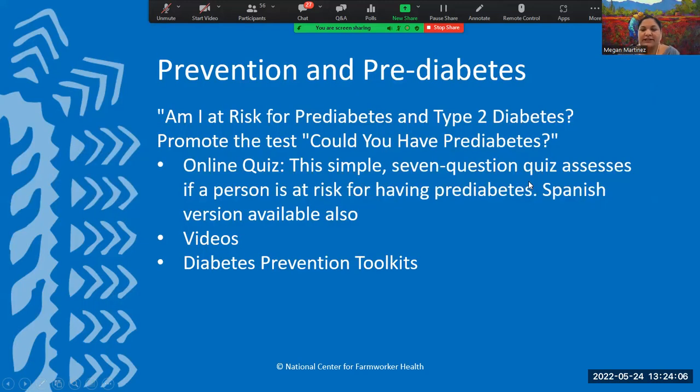So in the prevention and pre-diabetes section, one of the things that I want to highlight that you might find very useful for your patients is the online quiz. This is the Am I at Risk for Pre-Diabetes and Type 2 Diabetes quiz. It's a really simple quiz, really quick to do. It's only 7 questions, and it assesses if a person is at risk for having prediabetes. Amongst the information that they'll ask within the 7 questions are age, family history, blood pressure, ethnicity, gender, and BMI. So that's a really good link that you can share with your patients.